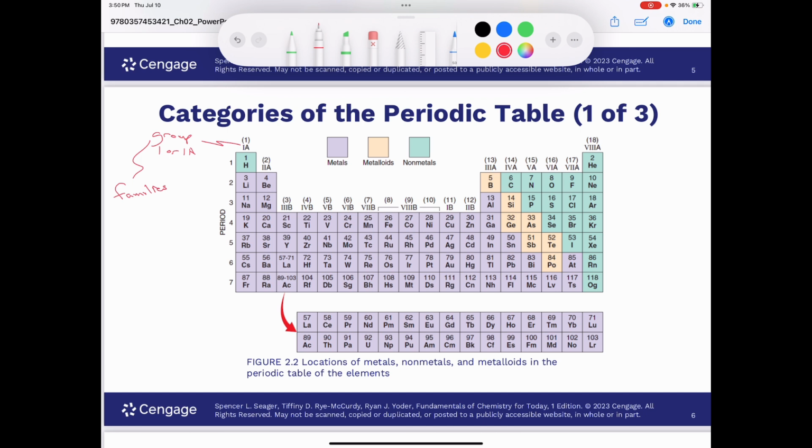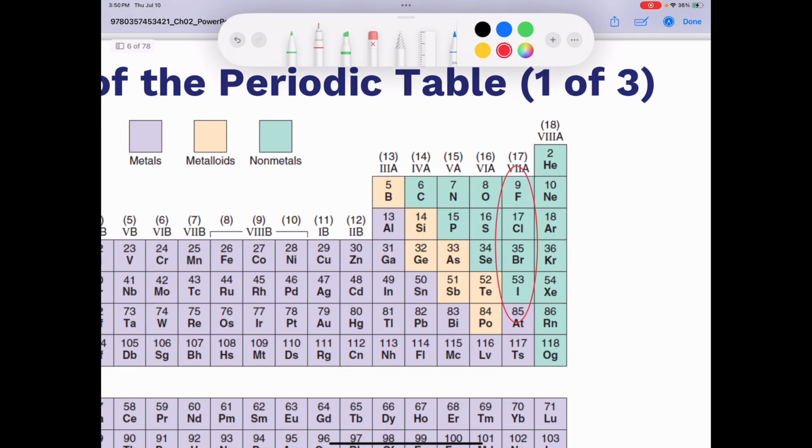And what happens is if you look at a group of elements, like a family of elements, like fluorine, chlorine, bromine, and iodine. Those are what we call the halogens. It's a group that we call the halogens. Those elements, the fluorine, the chlorine, the bromine, and the iodine, they have a similar reactivity. So that would be one group.